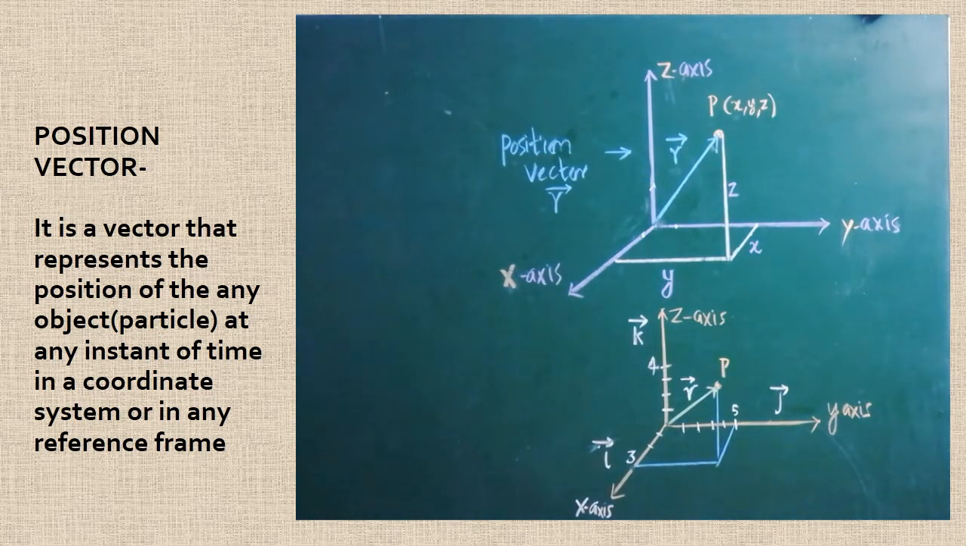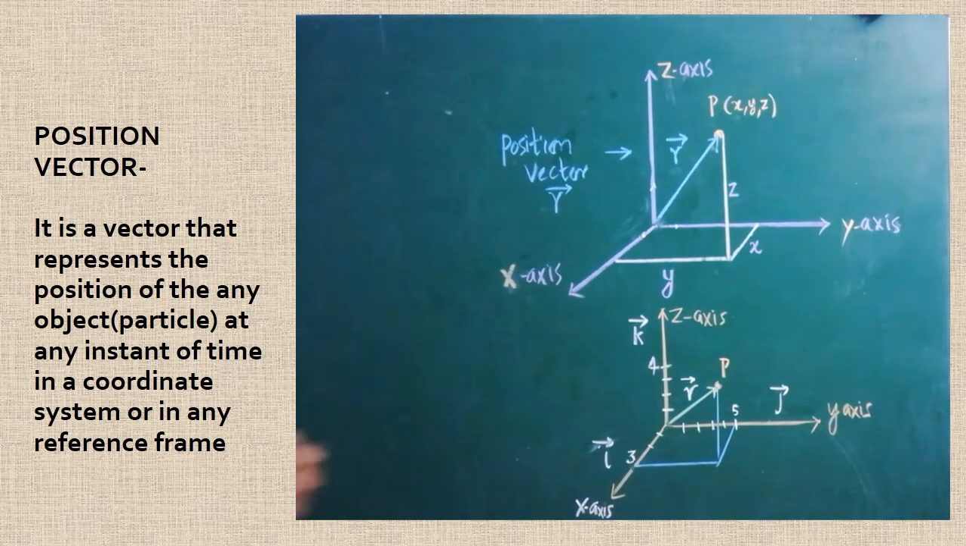The position of the point P could be located at any instant with the help of a new vector called position vector. The distance of the point P from the origin can be mentioned by a vector called position vector R vector. So that position vector denotes the position of the particle at any instant of time with respect to some reference frame or coordinate system. We will see the formula now. Later we will see one example also.